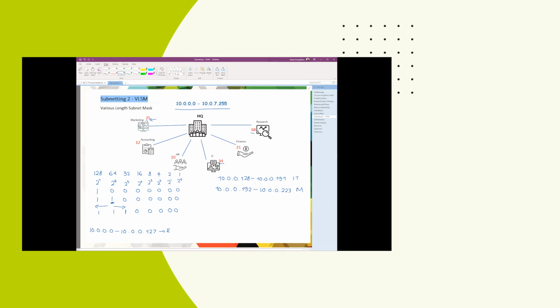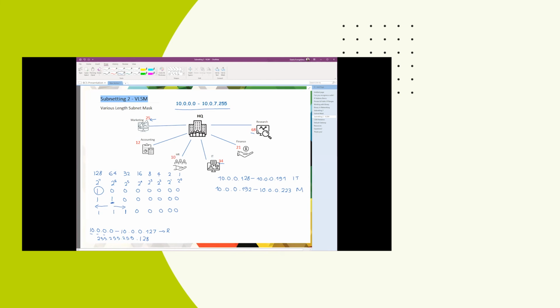We have done the ranges, but we haven't done the subnet masks. This first subnet, this first range for the research department, what is the subnet mask? Because I didn't change any of the first octets, the subnet mask is 255.255.255. And what is my subnet mask? My subnet mask is this bit, 128. So this is the subnet mask of this network.